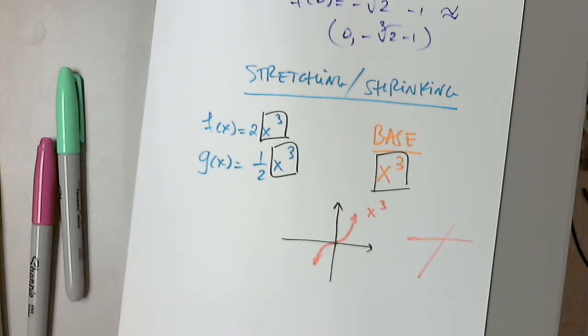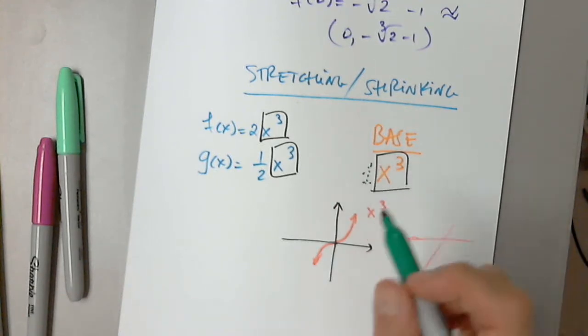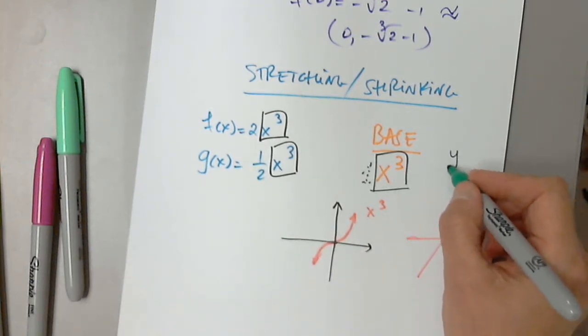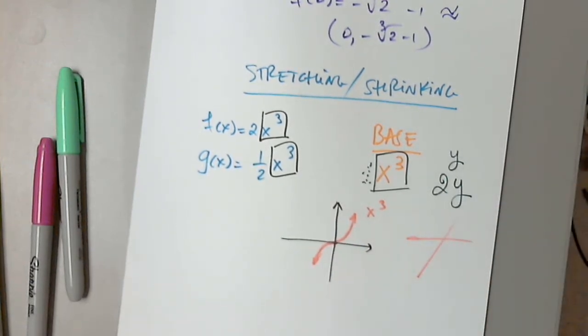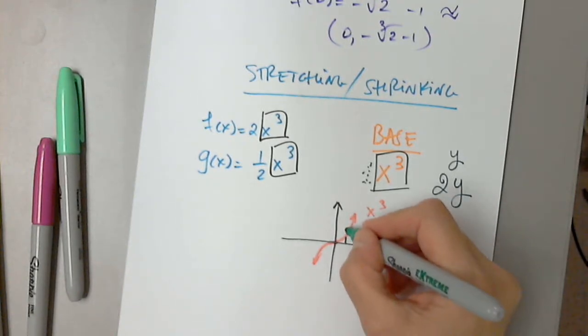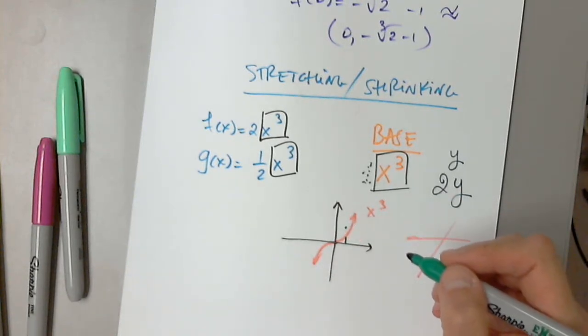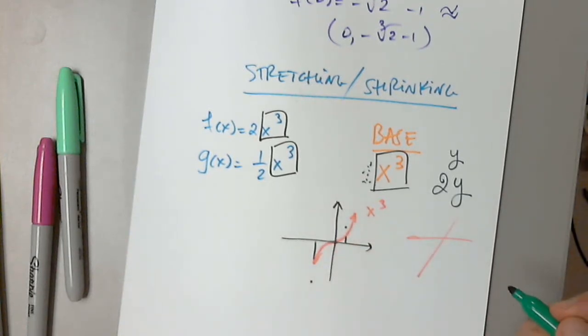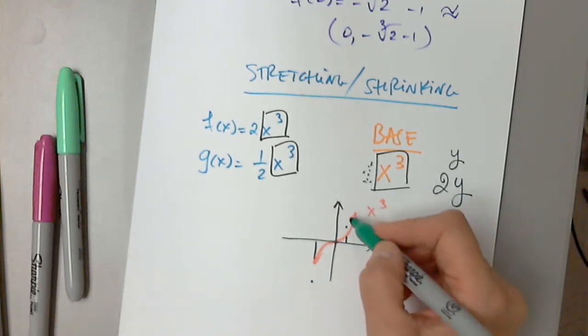Now, obviously, this is 1 x cubed. What do you think will happen to the y values if initially I had y and all of a sudden I multiply all y values by 2? It's a vertical stretching of the graph by a factor of 2. So if this is height of 1, it will become a height of 2. If this is a height of -2, it will become a height of -4. So this is the new graph.